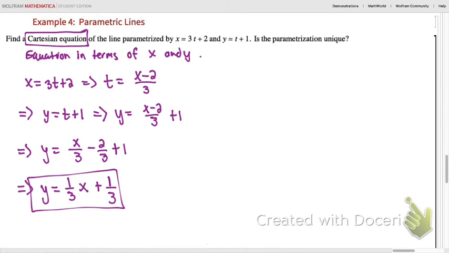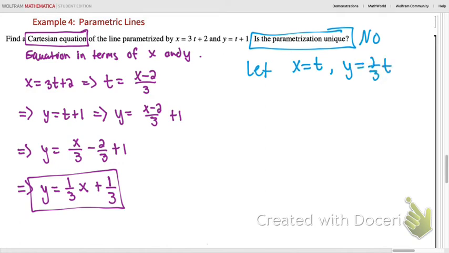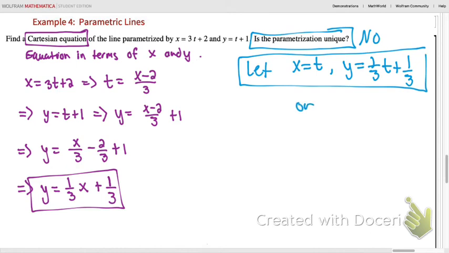And then for the second part, is the parameterization unique? Well, it turns out that really no parameterization is ever unique. So the answer to this next question, is the parameterization unique? No, because you can let x equal t, and that's going to be the simplest parameterization you can think of. And if x is t, y equals 1/3 x plus 1/3 becomes 1/3 t plus 1/3. So that's another parameterization. Or here's another one. Again, there's infinitely many of these.